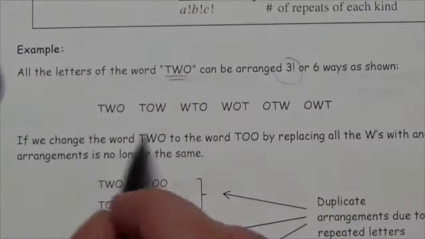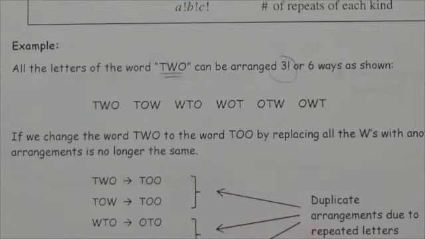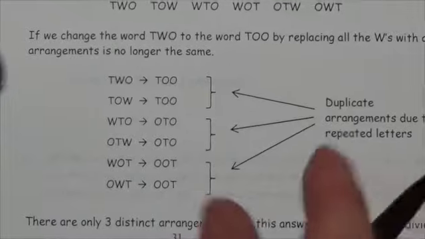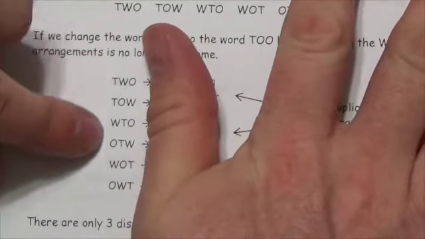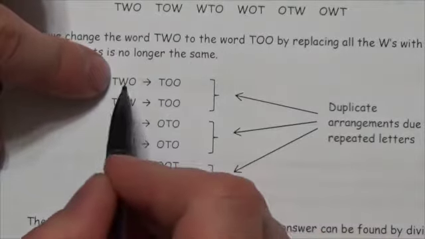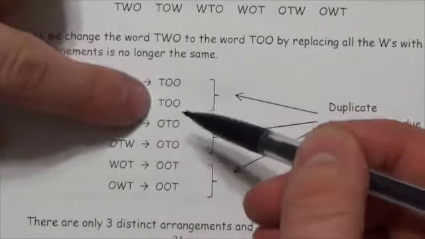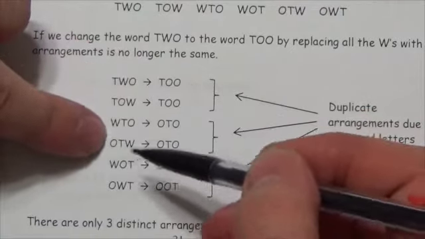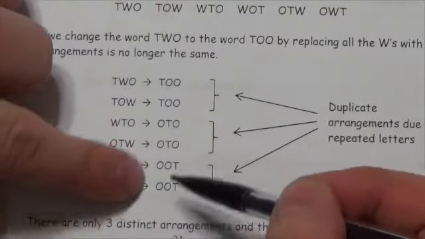Now, if we change the word TWO to the word TOO, just by replacing the W with an O, let's take a look at the permutations here. So here are those six permutations of the letters in the word TWO. Now, if we replace the W with an O, then these two permutations look identical. These two permutations look identical. And these two permutations look identical.